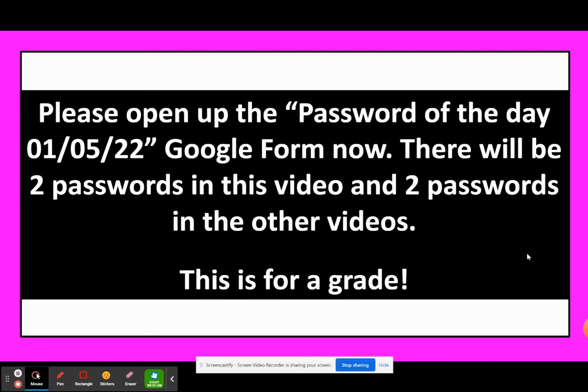Go ahead and make sure that that password of the day Google form is up. Again, you're going to have about 4 passwords today, and they're going to be scattered throughout all the videos. You will have several videos to watch. This is for a grade, so make sure that you are paying attention and that you're listening fully, so you can get an easy grade on this today, okay?